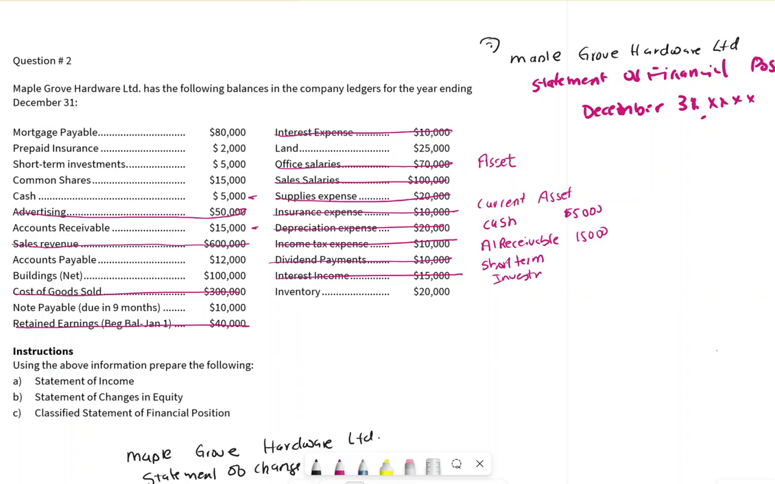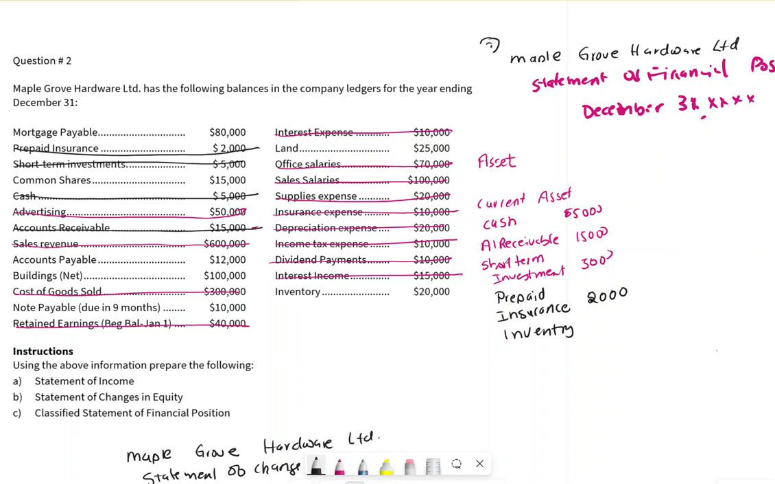Normally short-term investment will come before accounts receivable. We have a short-term investment of 5,000. So we dealt with the cash, we dealt with accounts receivable. And my next one is my prepaid insurance, which is an asset. We paid something in advance, and that is your $2,000. So I will take $2,000. We have an inventory, which is your $20,000.